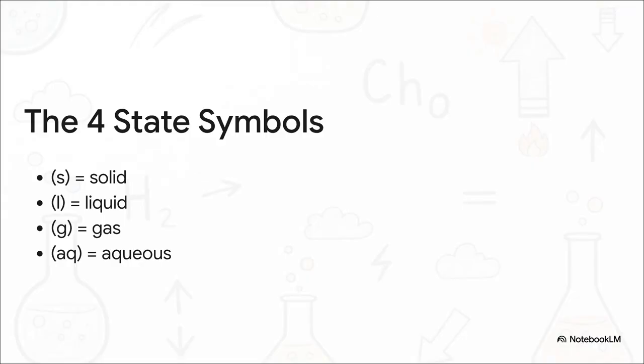Let's break down exactly what a fully written chemical equation actually needs. There are 4 critical state symbols you've got to master. And honestly, they're beautifully simple. A lowercase s in parentheses, that stands for solid. A lowercase l is for liquid. A lowercase g, gas. But I really want to draw your attention to that last one, because this is where a lot of people get tripped up. (aq), which stands for aqueous.